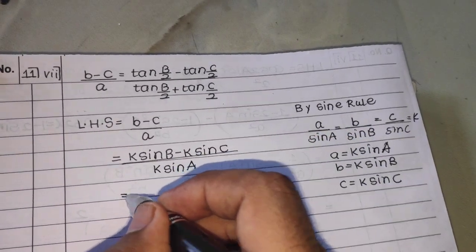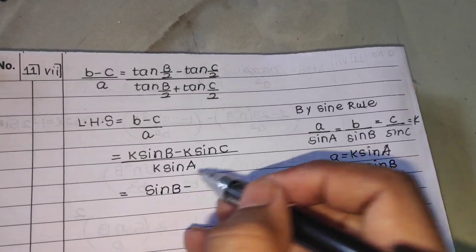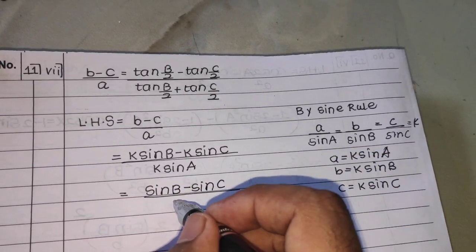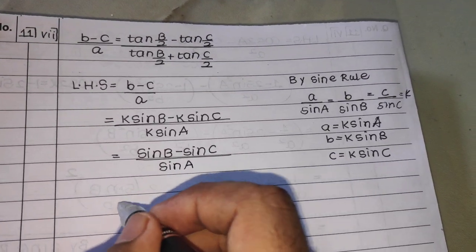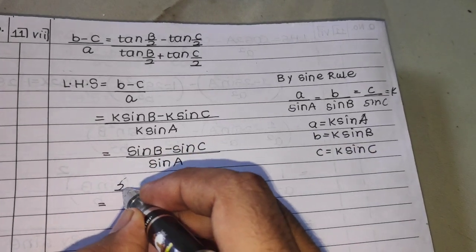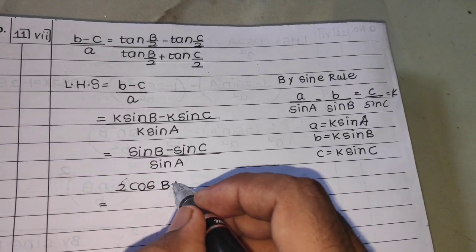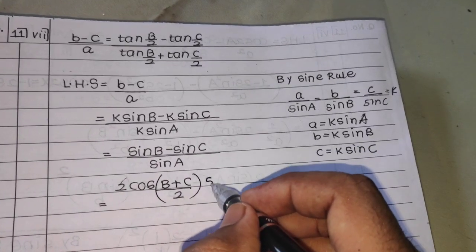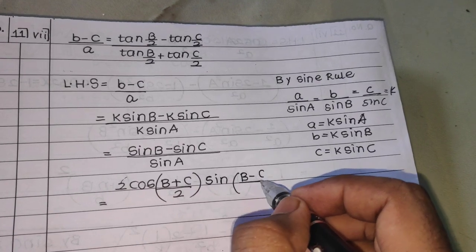So I can take k common from the numerator, and what we are left with is sine b minus sine c, the whole divided by sine a. Now sine b minus sine c will be 2 cos of b plus c by 2 into sine of b minus c upon 2.